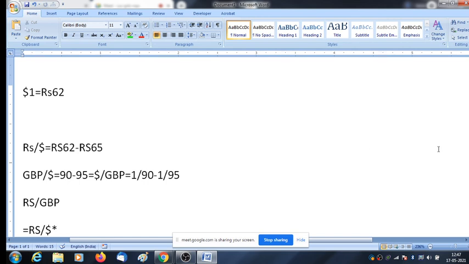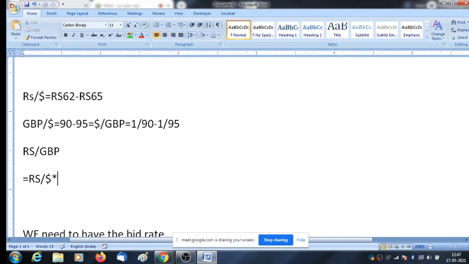But we need to have this equation. Just a minute. Dollar divided by GBP. Agree with me or not? So that we can have rupees divided by GBP. This thing we want, isn't it? Up to this you tell me, have you understood it or not? Yes, sir. I have understood. Okay, fine.